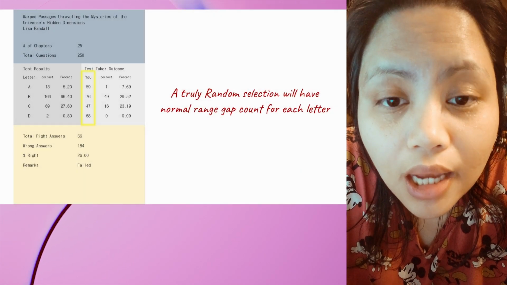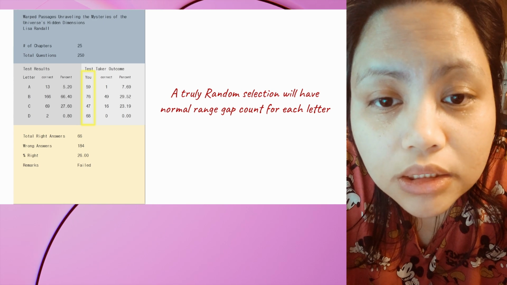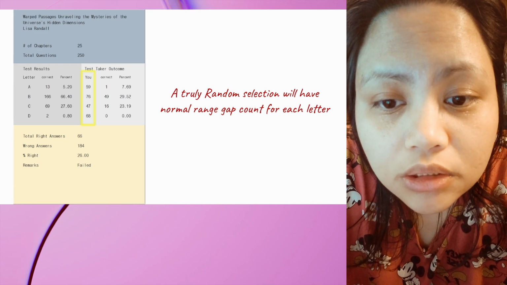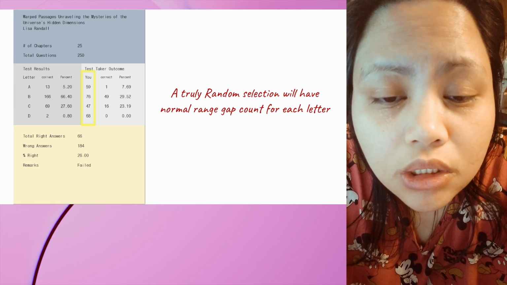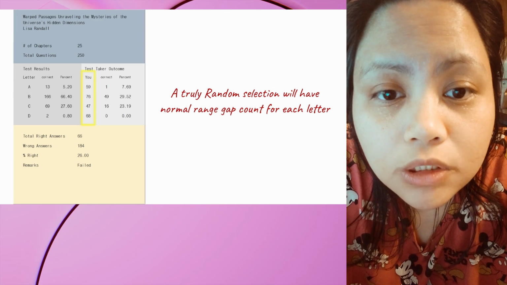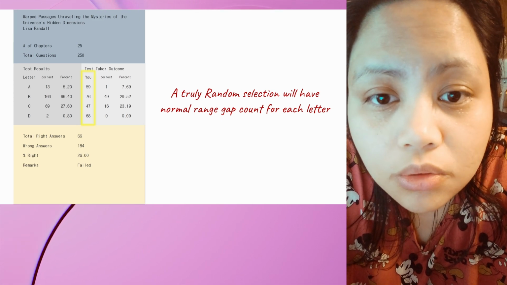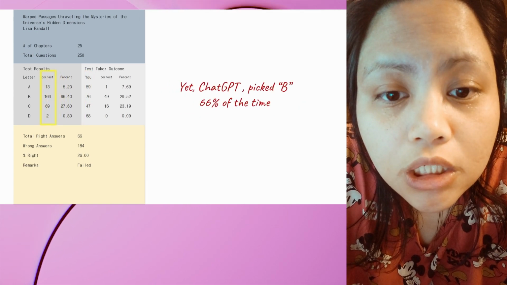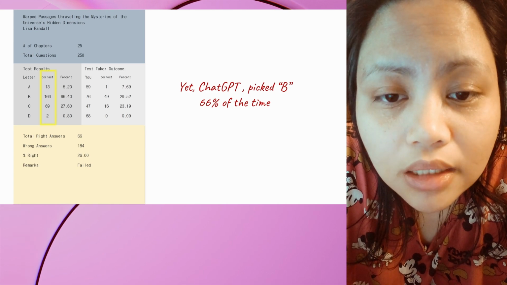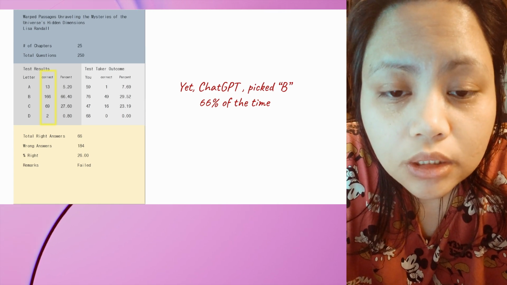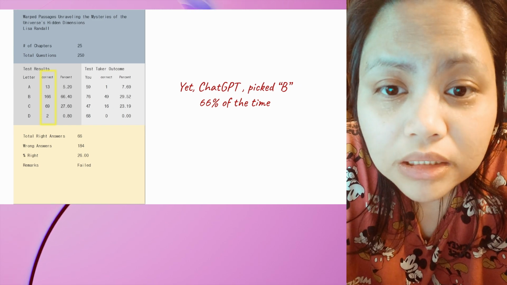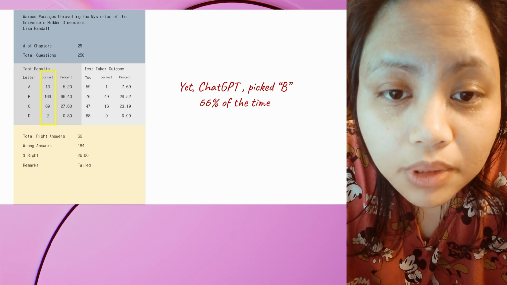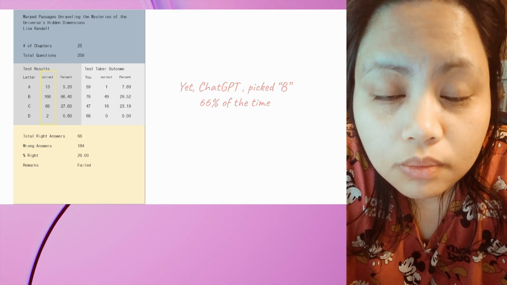The way I ask ChatGPT to generate these questions is by chapter, because I find that it really could not do the whole, let's say, 250 questions at once. So for me, it's best to just ask by chapter. Because of that, it does have a bias towards B and C, towards the middle.